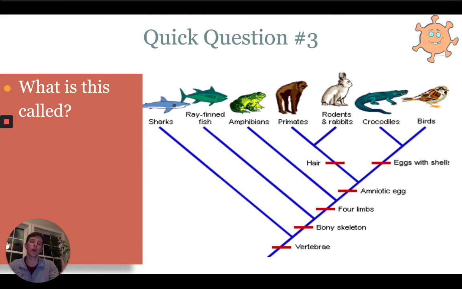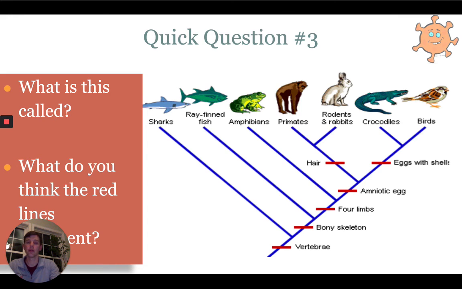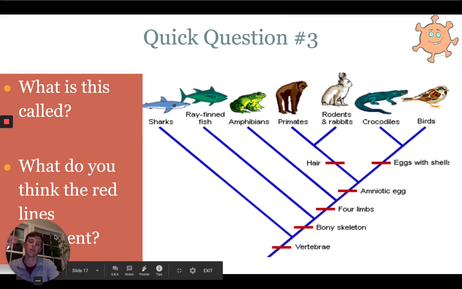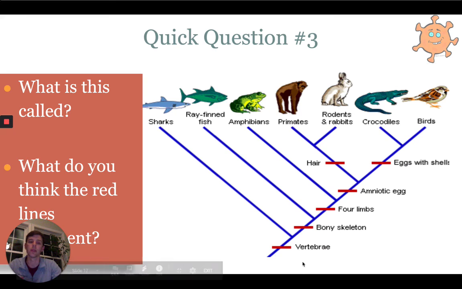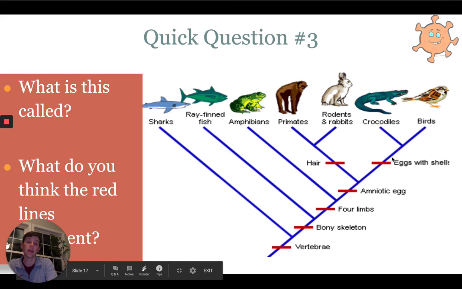All right, so quick question number 3. We only have a couple questions left. What is this called? You should say that it is called a cladogram. And the second one is, what do the red lines represent? What do you think this red line and that red line and that red line represent? Those red lines are going to represent the traits that clade has in common.